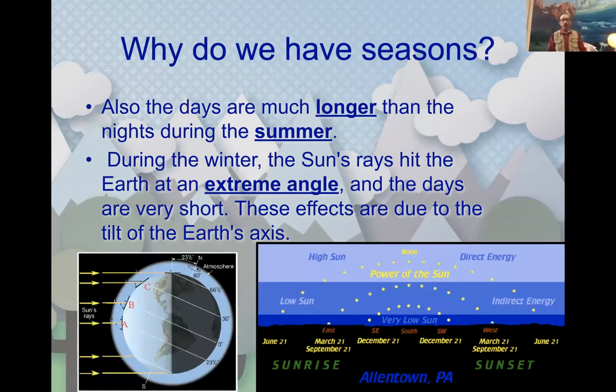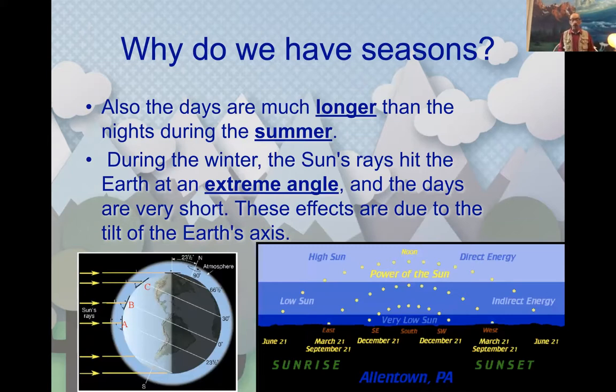Also, the days are much longer than nights during the summer. During the winter, the sun's rays hit the earth at an extreme angle, and the days are very short. And I know you guys notice that during the winter months, when winter comes in, boy, it gets dark around 5:30, 6 o'clock in the evening. It's dark. And that's because the days are very short.